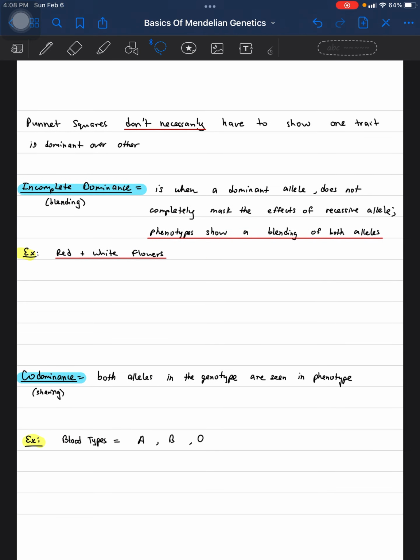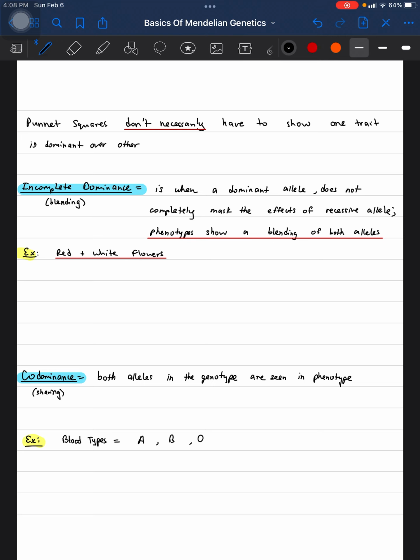Now, Punnett squares don't necessarily have to show one trait is dominant over others. There are certain cases where there could be a blending of traits, or there could be codominance, where 2 different dominant alleles are found in the offspring. So let's look at incomplete dominance first. Incomplete dominance involves blending of traits or alleles. The definition is when a dominant allele does not completely mask the effects of a recessive allele. Phenotypes show a blending of both alleles.